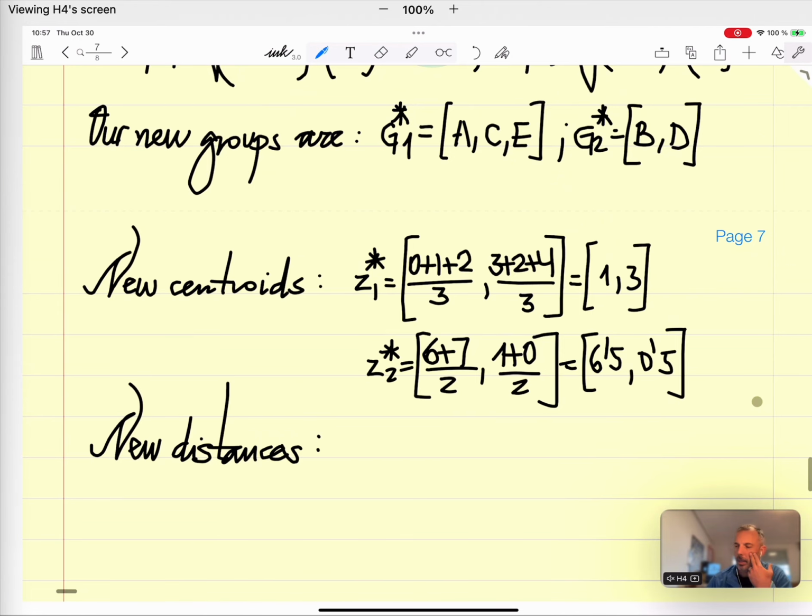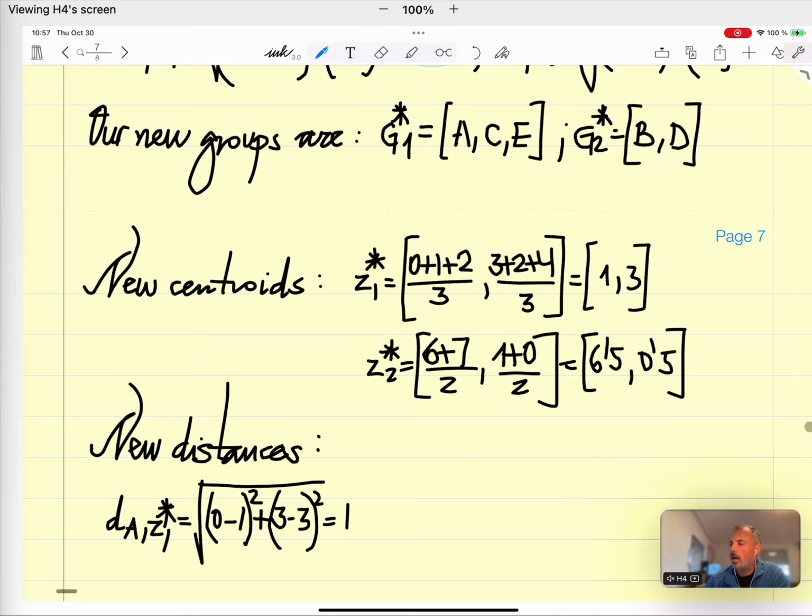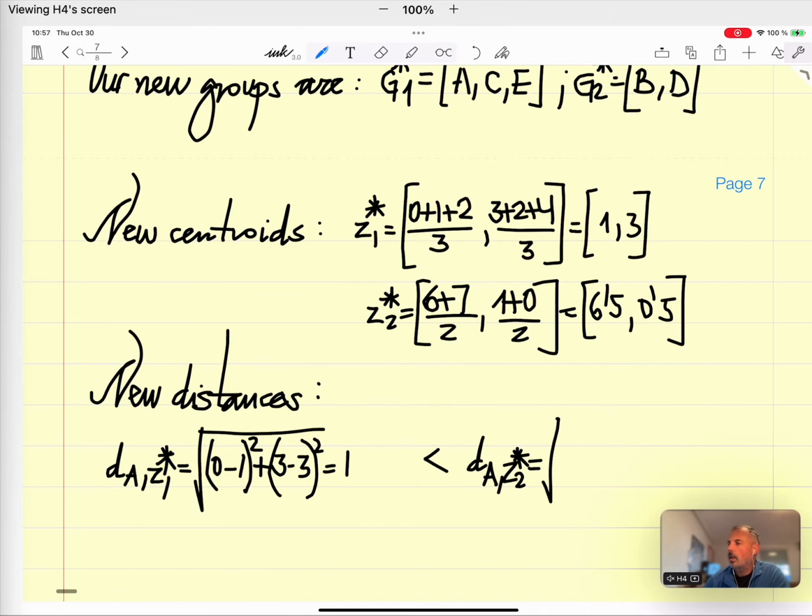Cool. Then the distance from A to the new centroid: square root of (0 minus 1) squared plus (3 minus 3) squared is going to be 1. This is going to be smaller than the distance between A and Z2, which is (0 minus 6.5) squared plus (3 minus 0.5) squared. You can do it. It's going to be smaller, so this belongs to this group, which is good because it's what we were looking for.